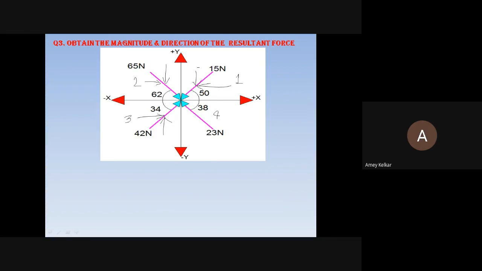And when we come to the fourth quadrant, again your x will go towards the left side, so minus, and y will come upwards, so it is plus.